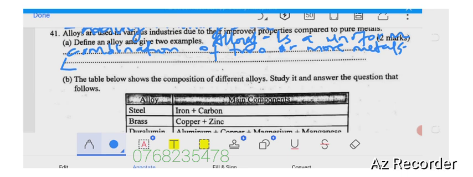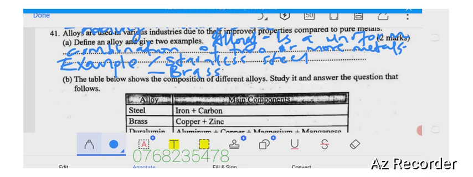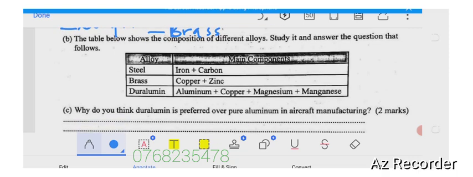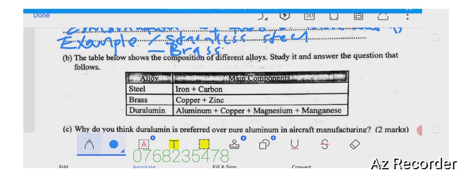Examples of alloys. We have the first one, what we call stainless steel. Another one we have is brass. We have duralumin. We have bronze, among many more others. So part B, the table below shows a composition of different alloys. Study it and answer the questions that follow.